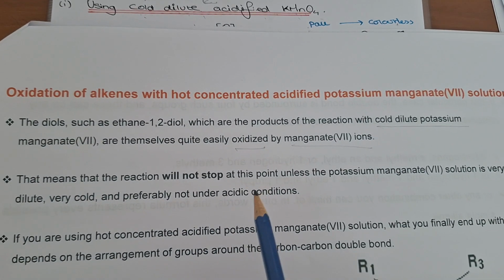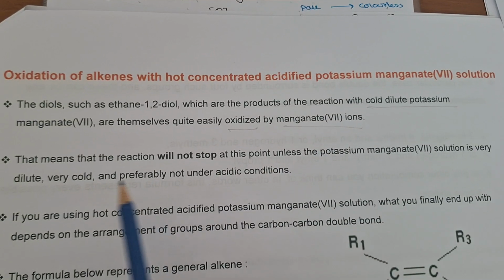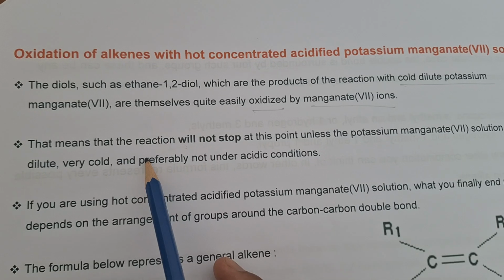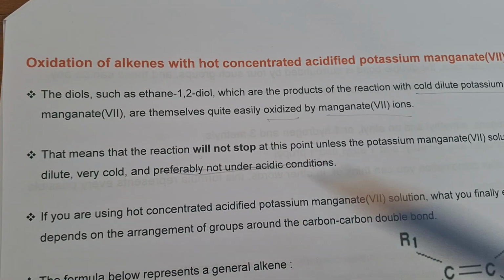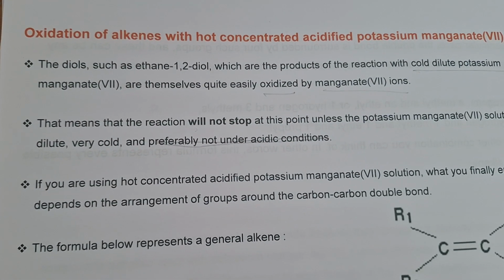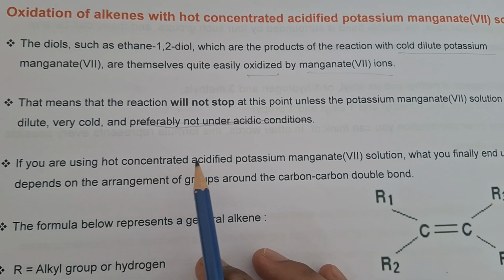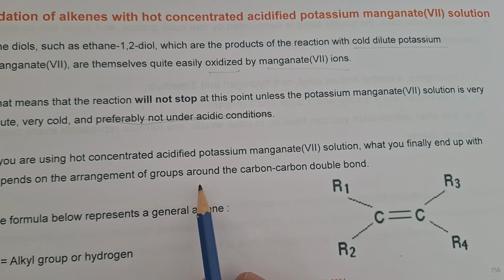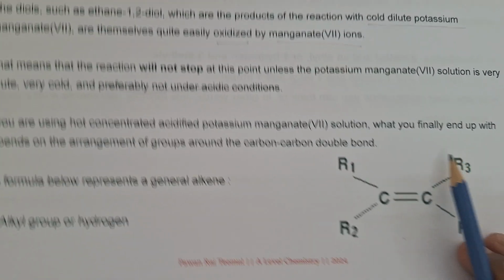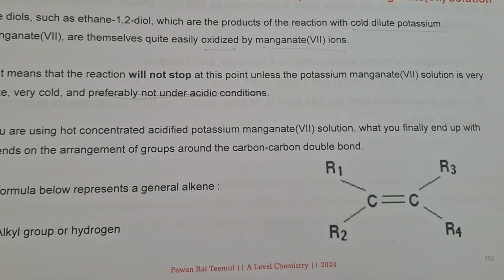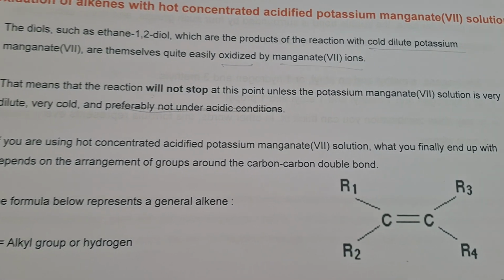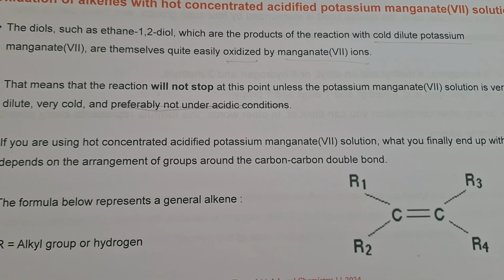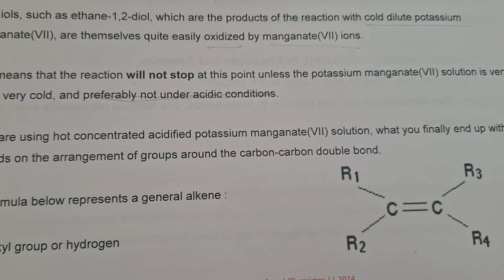This means that the reaction will not stop at this point unless the KMnO4 solution is dilute, very cold, and preferably not under acidic conditions. Forget that part, because according to the syllabus, I have given you acidified KMnO4. Now, if you're using hot concentrated acidified KMnO4 solution, what you finally end up with depends on the arrangement of groups around the carbon-carbon double bond. That means the product we get when using hot concentrated acidified KMnO4 is not always one specific product.